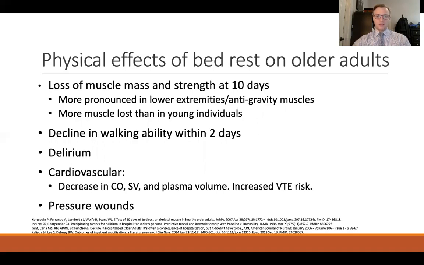Other effects of bed rest include delirium, cardiovascular effects such as decrease in cardiac output, stroke volume, and circulating plasma volume, and an increased risk of venous thromboembolism. And finally, there's an increased risk of pressure wounds.